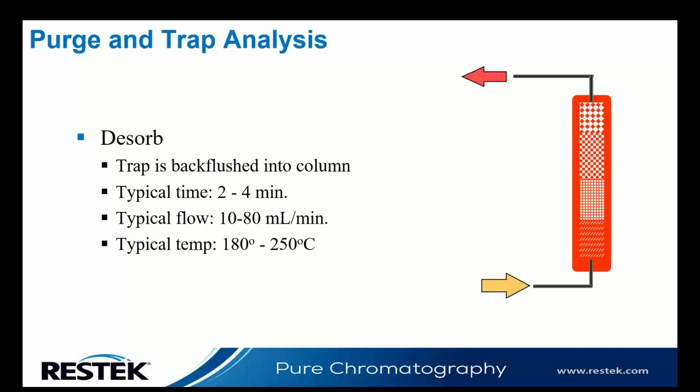And then of course desorb is a back flush, so we're going in the opposite direction. And we'll look at the anatomy of a trap and show the different layers and the reason why we do a back flush on there. Desorbs can be anywhere from 2 to 4 minutes. Generally 2 minutes at the correct temperature works just fine.